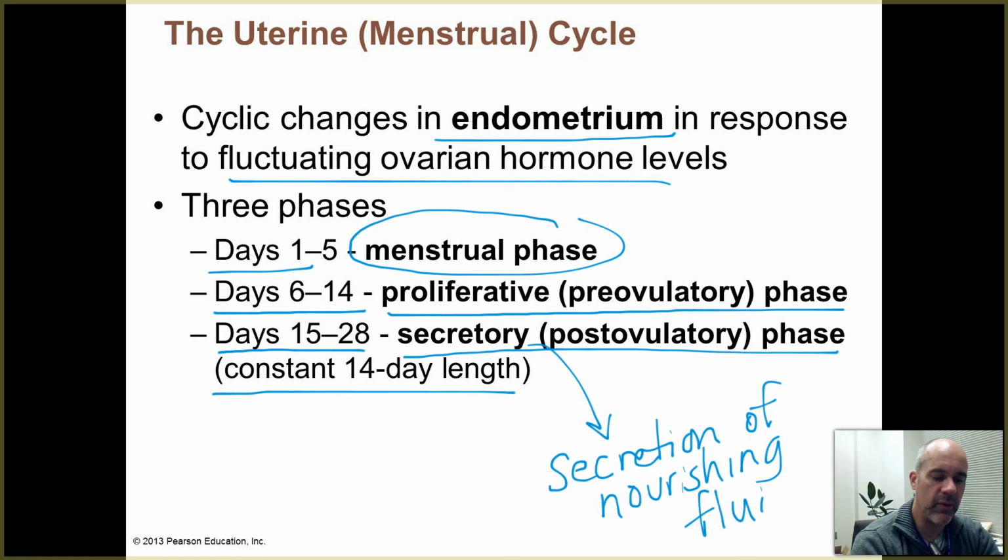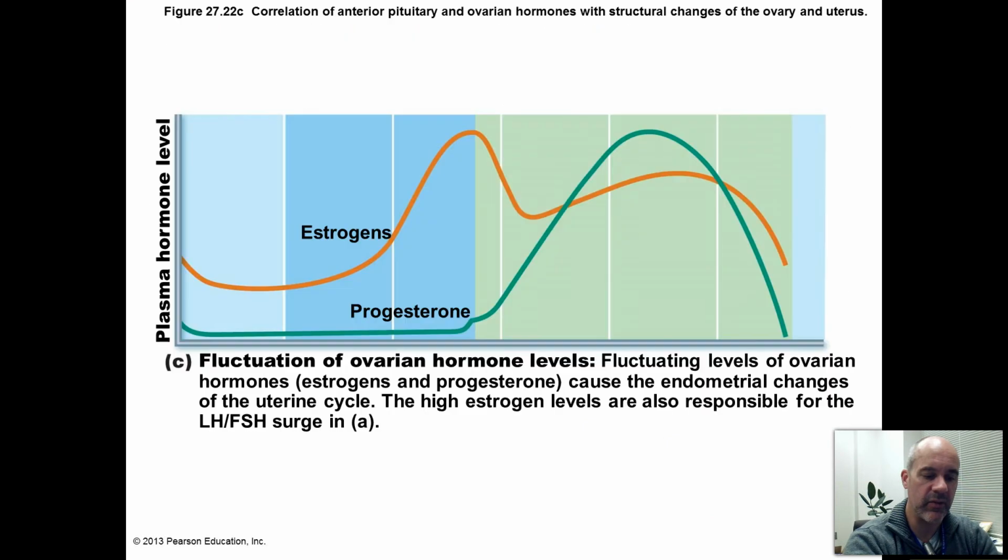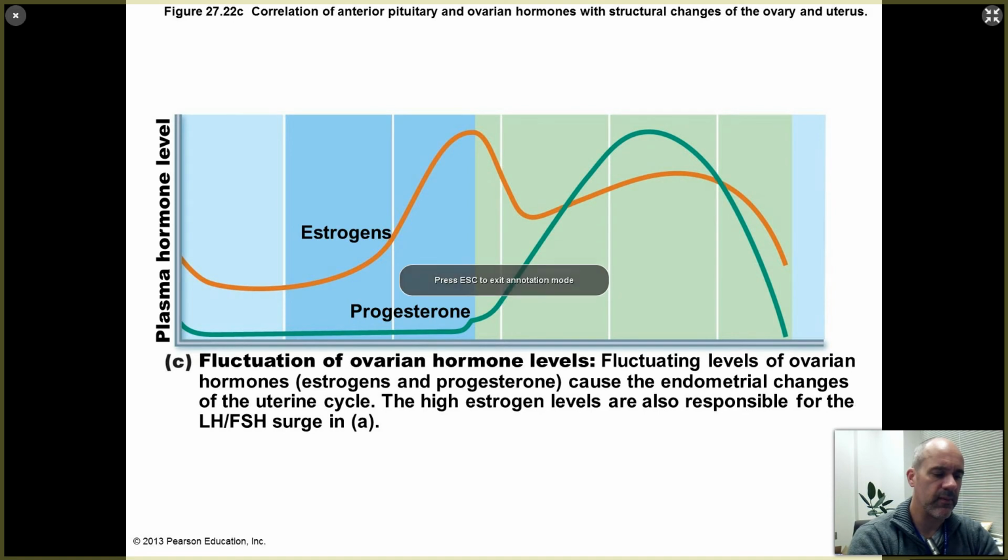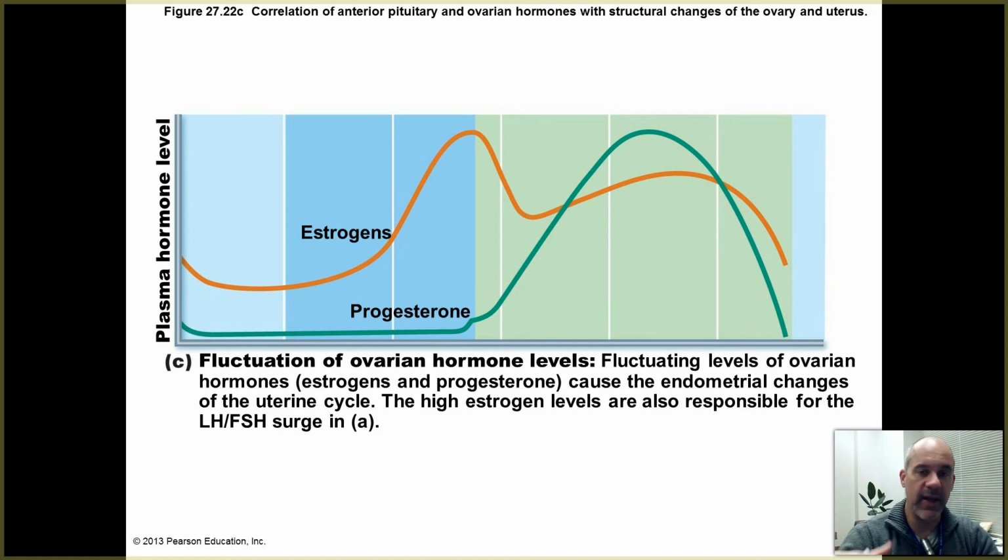All right, so if an embryo attaches, implants in the endometrium along that lining, it's going to need lots of nourishment, and so the endometrial lining is secreting that nourishment in case an embryo attaches. All right, if no embryo attaches, then you go back to day 1 of the next cycle. You go through the menstrual period, the endometrial lining gets sloughed off, and you start the whole thing over again.